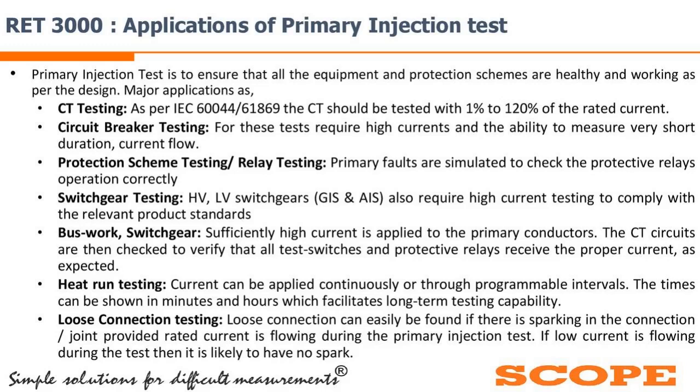Also, with the help of primary injection, we can check for loose connections. A loose connection can be easily found if there is sparking in the connection or any joint, provided rated current is flowing during the primary injection test. If low current is flowing during the test, then it is likely to have no spark. So with that, we can find out whether loose connections or loose joints are there or not.